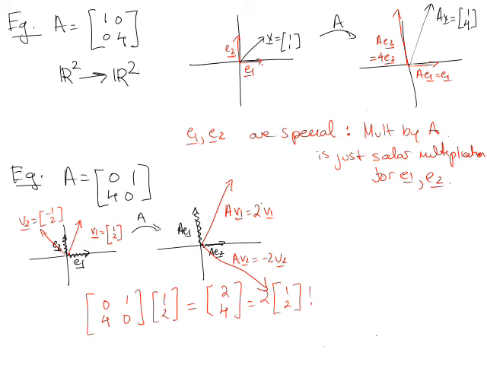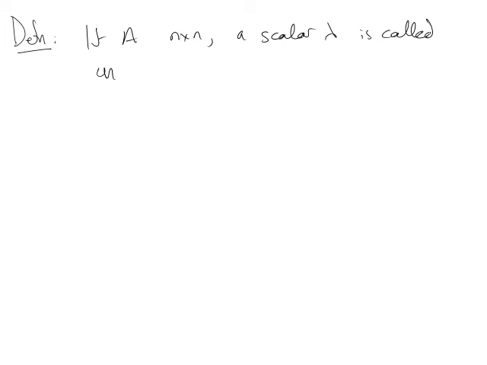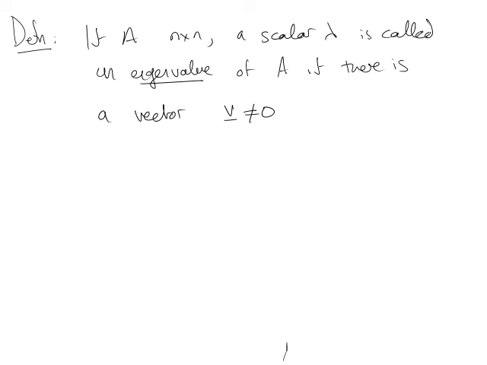So this leads us to the main definition of this lecture. Here's a definition. So if A is an n by n matrix, a scalar lambda is called an eigenvalue of A if there is a vector v that's not 0 such that Av is equal to lambda v. Okay, and this vector is called an eigenvector.